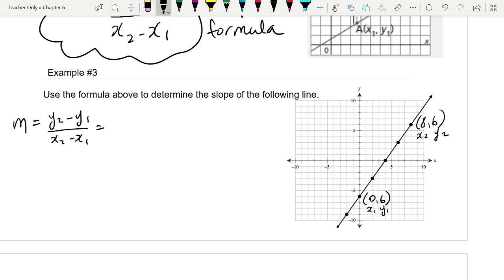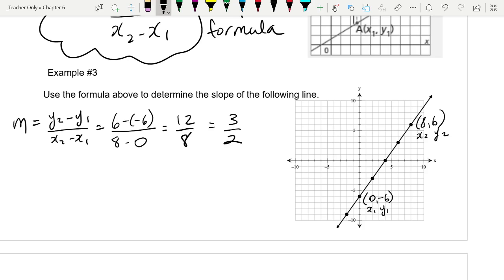6 minus 6. Oh, hang on a sec. I just misread this point. This one should be negative 6. That's better. Hang on. Let me fix that. 0, negative 6. That's better. Okay. So 6 minus negative 6. You can write it like that if you want. 6 minus negative 6. And then once again, I lost the negative. Hold on. There, that's better. Over 8 minus 0. That's going to give me a slope of 12 over 8, which I can simplify. They both have a 4 in them, to 3/2.